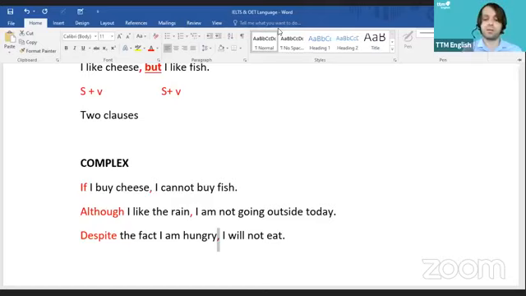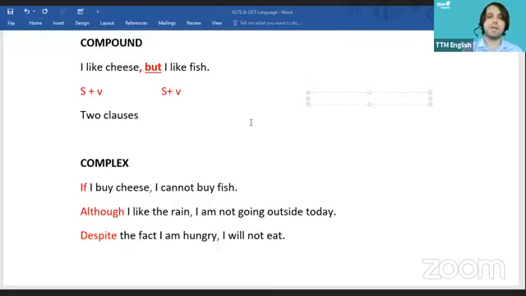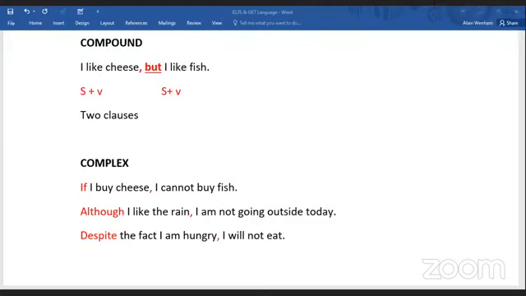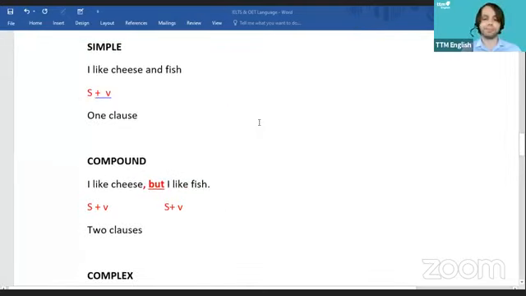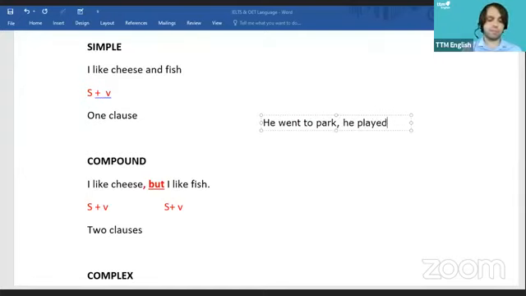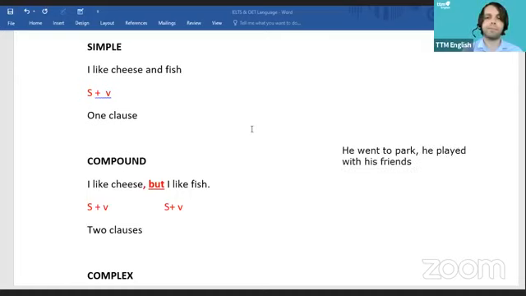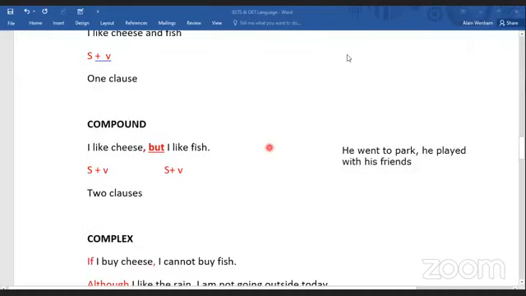I like cheese. Let me just put this here. Why is it wrong to say something like this? Tell me why this is wrong, guys. Let me zoom out my screen as well so you can analyze my sentence. If you say something like, he went to the park, he played with his friends. Why is that one wrong? Anyone?